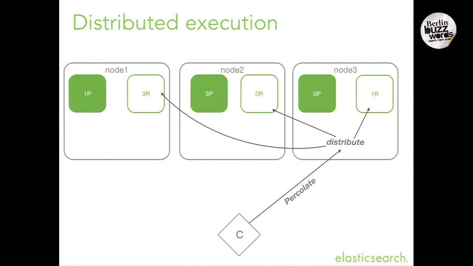So here's a small idea. Let's say we have three nodes, three shards, and each shard has a replica. In this case, green is a primary shard, and a white small square is a replica shard. The percolate API, the small client, is the client executing a percolate request, and that percolate request gets divided across all the nodes in the cluster that your percolate request was targeted for.